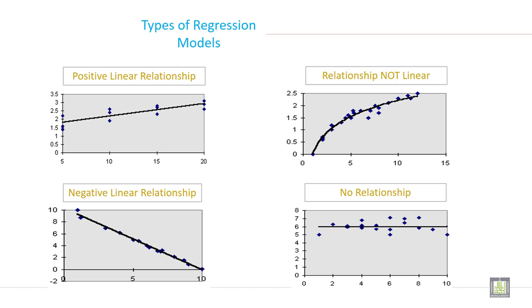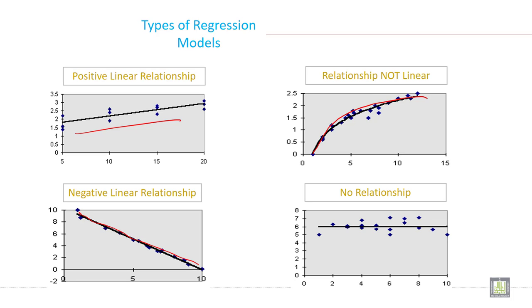The first scatter plot shows positive linear relationship, where dots are going up toward the right. It is in an increasing way. Negative linear relationship, it is in a decreasing way and it is going down to the right. Relationship not linear, when you say it is a relationship like a curve. So it is also called curvilinear relationship.